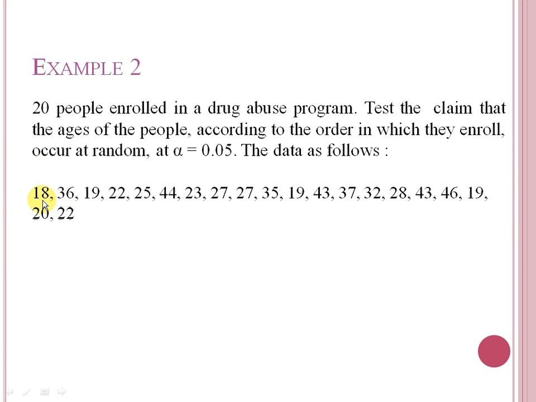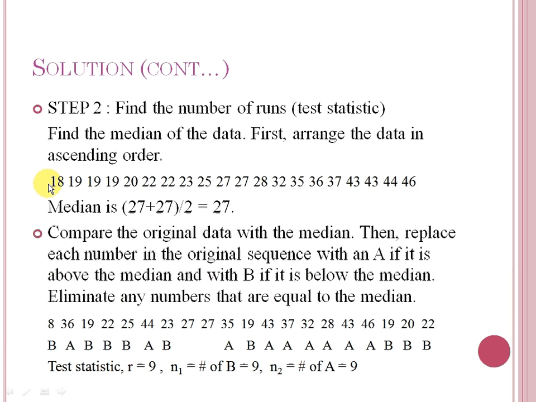So we compare the original data sequence, and if a value is greater than 27, greater than the median, then we record it as A. That means above the median. And if it is below the median, then we use B. So 8 we record as B, 36 we record as A, and the others we record likewise.